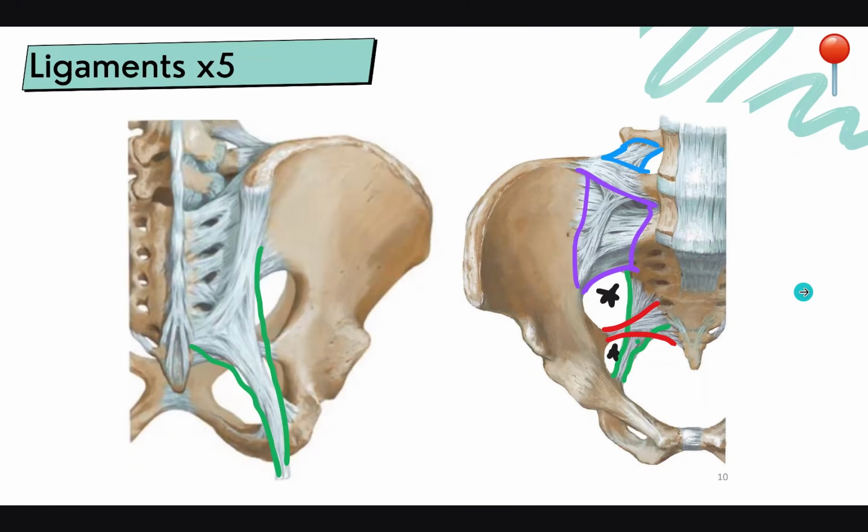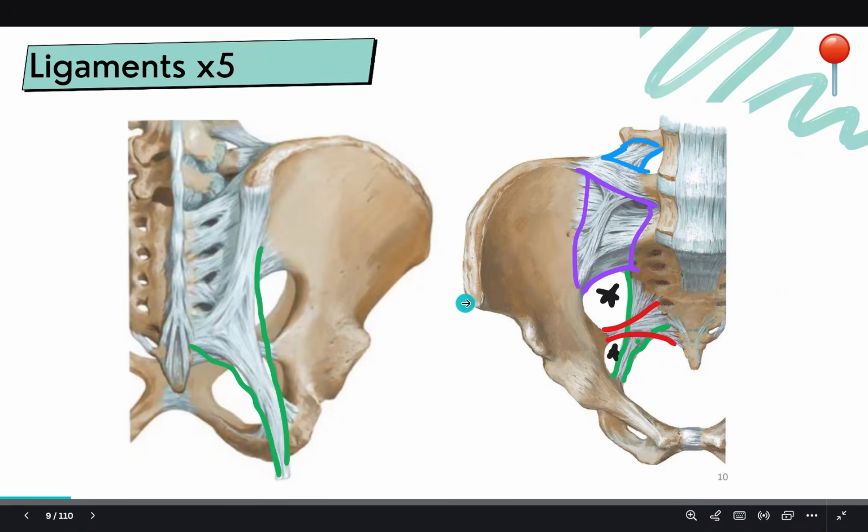Now, moving on to the ligaments which stabilize these joints, we have five main ligaments that we need to know. Okay, so first we have the ligament between the ilium and the lumbar region, which is the iliolumbar ligament, and then we have the ligament between the sacrum and the ilium, which is the sacroiliac ligaments. Now, another ligament that is not shown in this picture is the ligament between the anterior superior iliac spine and the pubic tubercle, which is the inguinal ligament.